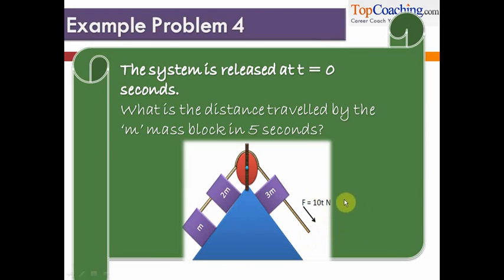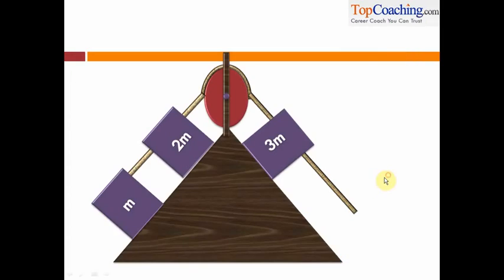A force F equal to 10t Newton acts on the rope on the right. What is the distance traveled by the mass m in 5 seconds? That's what we have to calculate. This question seems slightly complicated because the force acting here is a function of time. It is 10t Newton. It isn't constant. Let's see what we can do.